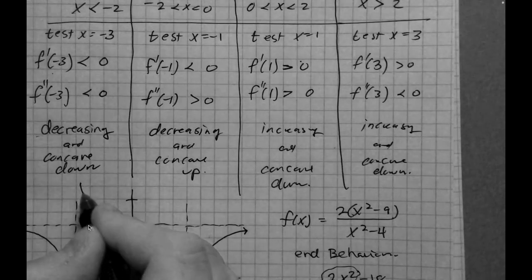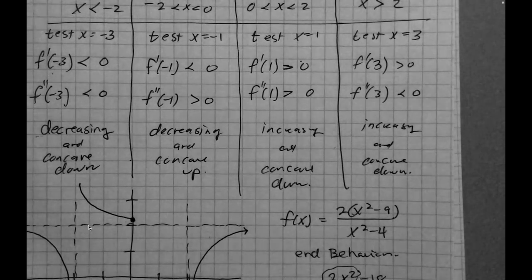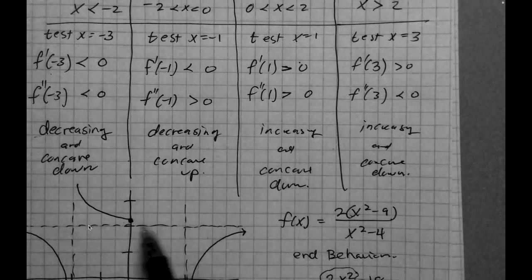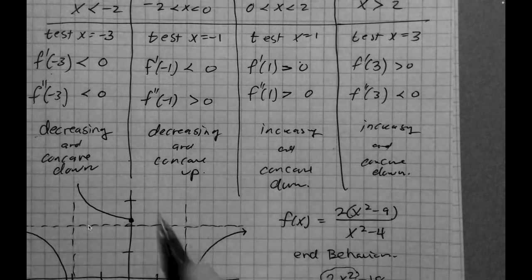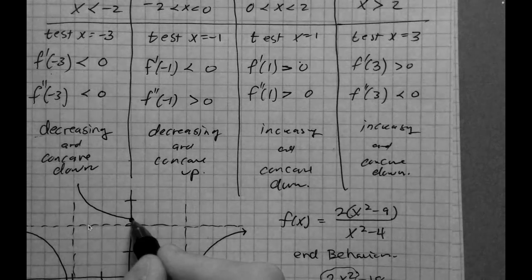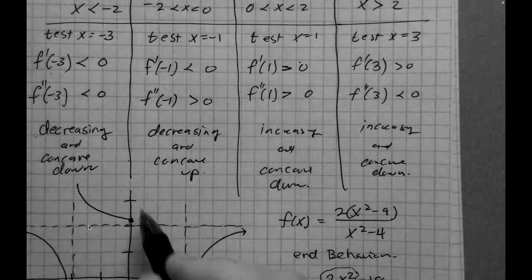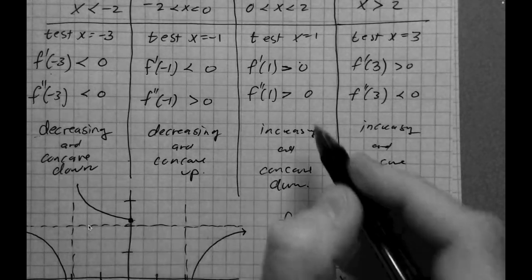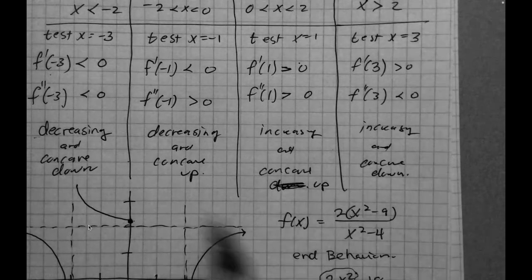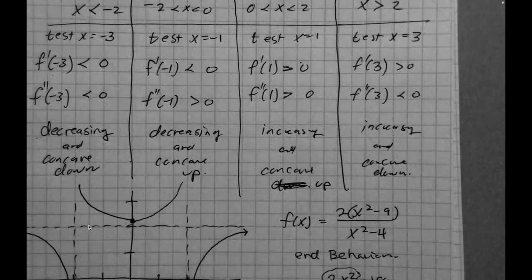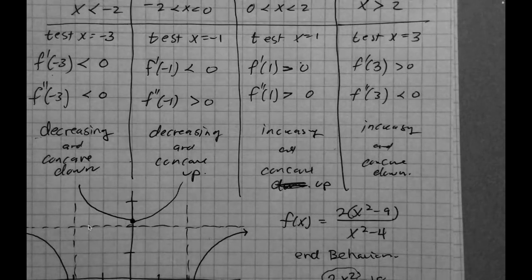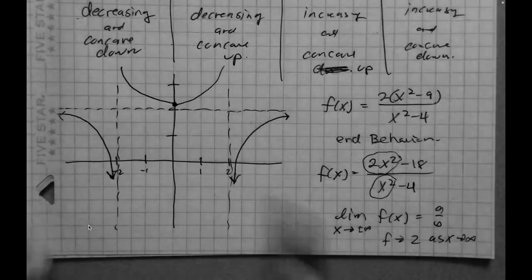So that means the function comes down to this point, right? And then this region right next to it, it's increasing and concave down, right? And so that means it's going to be doing, sorry, concave up here. My mistake, it's going to be going like this, isn't it? Okay. So the graph looks something like this.